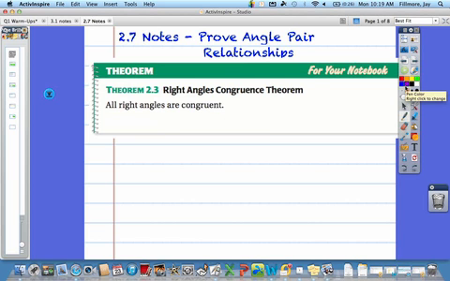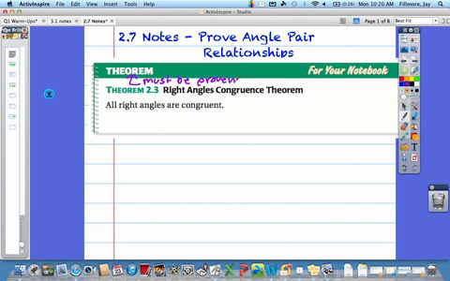So we're going to be introduced to some theorems today for the first time and some postulates that we'll look at. The first thing is theorem 2.3, and theorems, unlike postulates, must be proven. So anything that is a theorem, there exists somewhere in geometry a proof for it, because Euclid, when he was forming his system of plane geometry, took some postulates and proved everything that we know. So theorem 2.3, the right angles congruence theorem, has a proof that Euclid wrote.